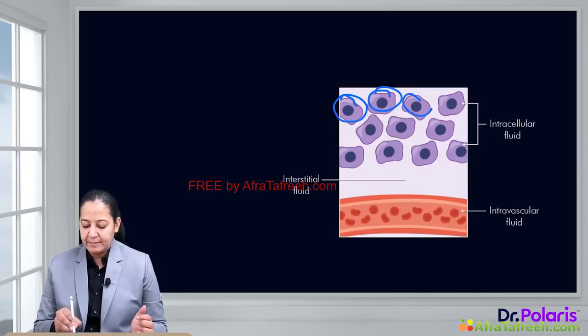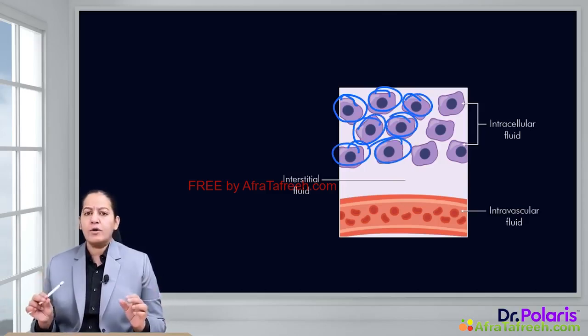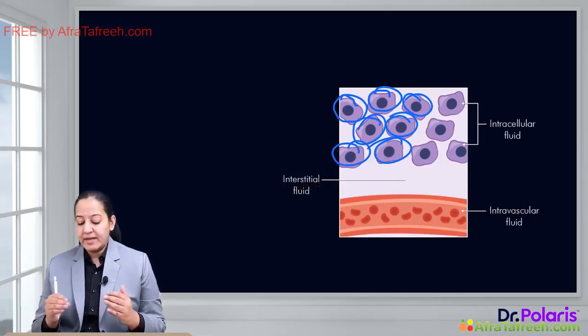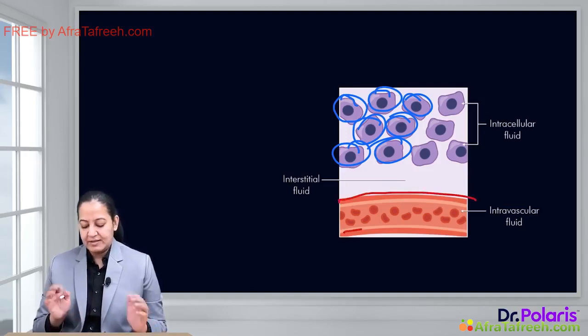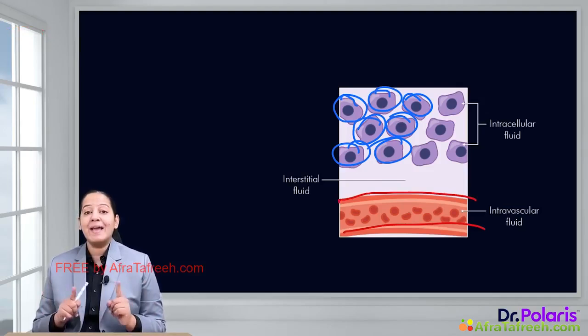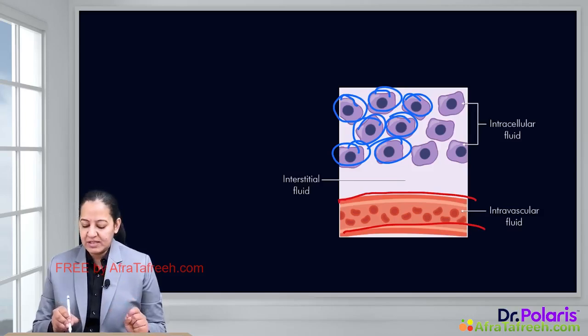You can consider it as any organ of the human body. It can be brain, kidney, liver, spleen, any organ of the human body. All organs of the human body are made up of cells. So you can see various cells in this organ. You can see the blood supply of this organ. Now the space between the cells of the organ is known as interstitial space.